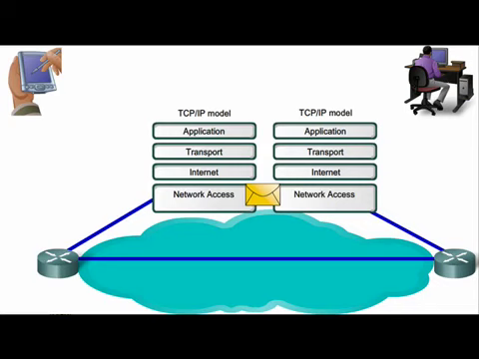transportation of the data through the inner network, which consists of media and intermediary devices such as routers and switches. Finally, the data is received at the network access layer of the destination device, where it is decapsulated, reassembled, and passed up the stack to the application layer.